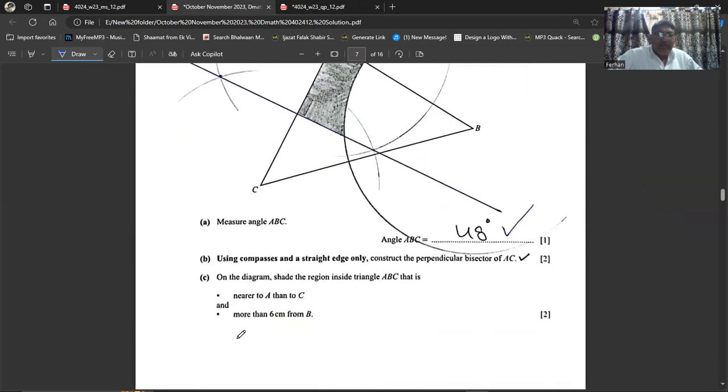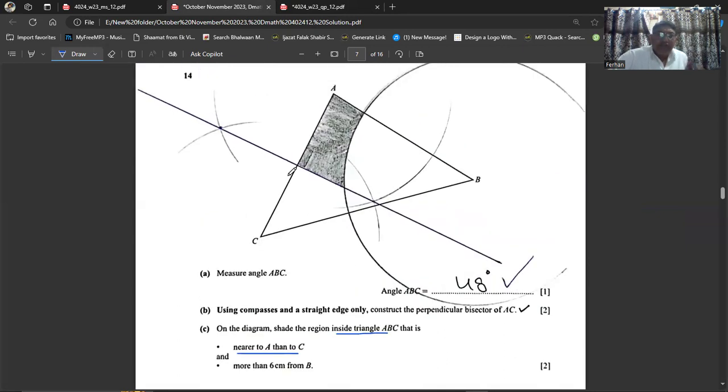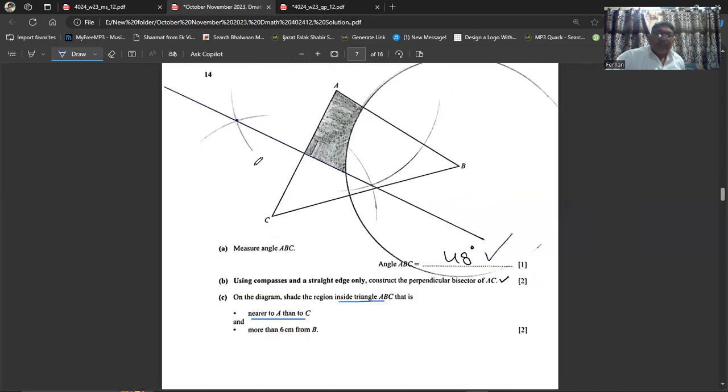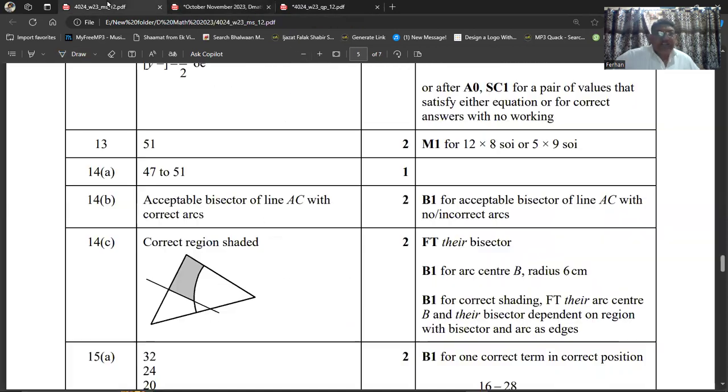Now they say shade the region. You have to remain inside the triangle ABC. You have to remain nearer to A, so on this perpendicular bisector, you have to remain on A's side. And it's more than 6 centimeters from B, so you have to remain outside this circle. So this is the area which will be shaded. I hope you understand. So this is question number 14, and we have done all its parts.